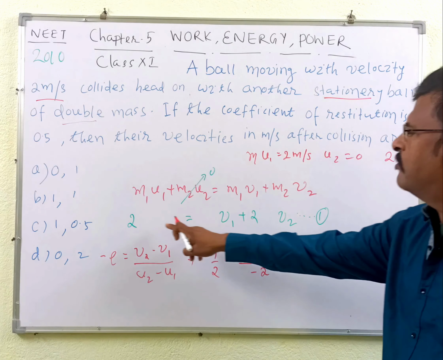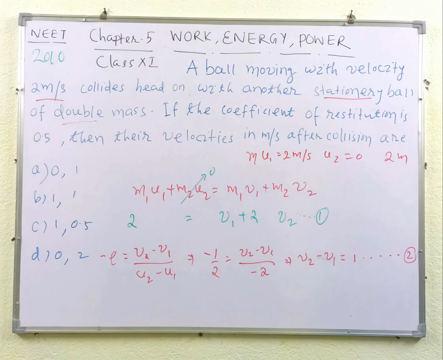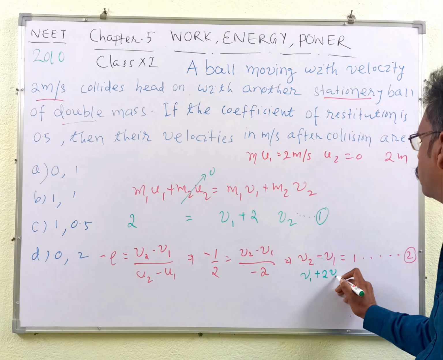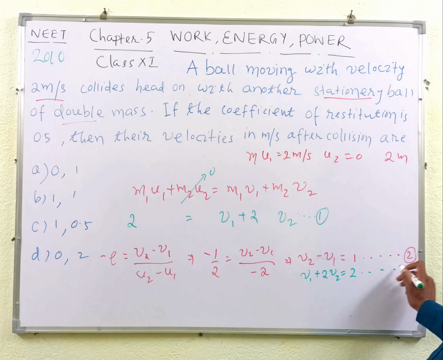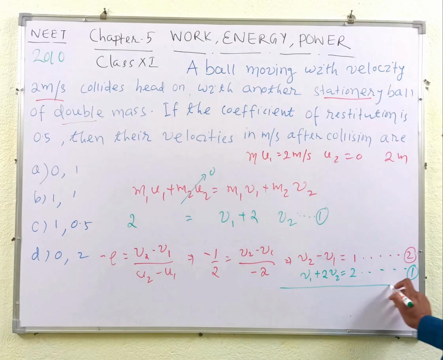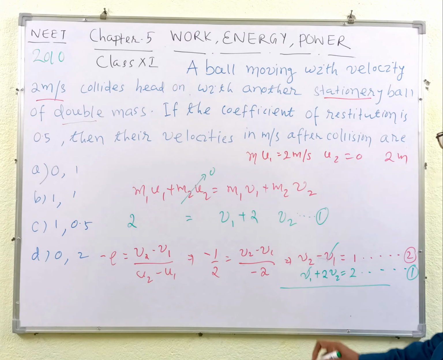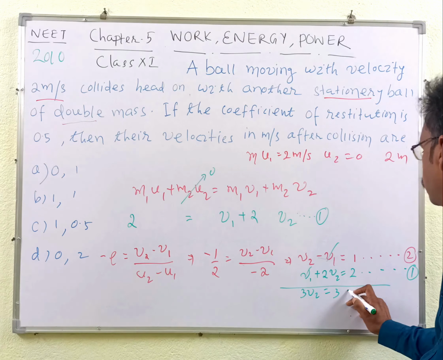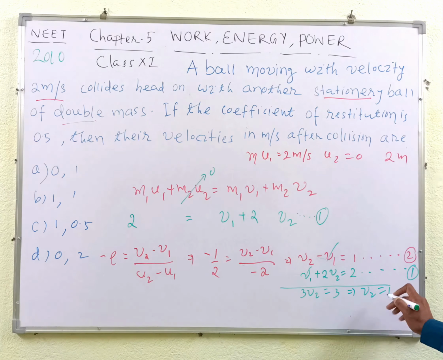And we had already one equation, v1 plus 2 v2 is equal to 2. Let us write here below v1 plus 2 v2 is equal to 2. This was our equation 1. So if we add these two equations, v1 cancels and 3 v2 becomes 3. So v2 is equal to 1, that is 1 meter per second.